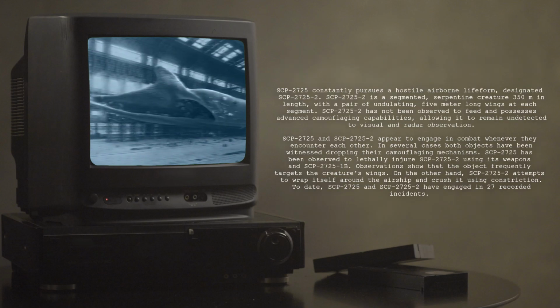SCP-2725 constantly pursues a hostile airborne life form designated SCP-2725-2. -2 is a segmented serpentine creature 350 meters in length with a pair of undulating 5-meter long wings at each segment. -2 has not been observed to feed and possesses advanced camouflaging capabilities, allowing it to remain undetected to visual and radar observation.